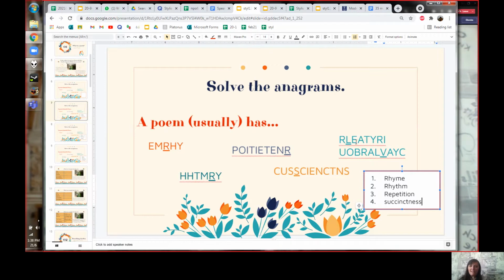This word here, from literature, you've got to make an adjective. Literature, the adjective is literary. And the second word is vocabulary.